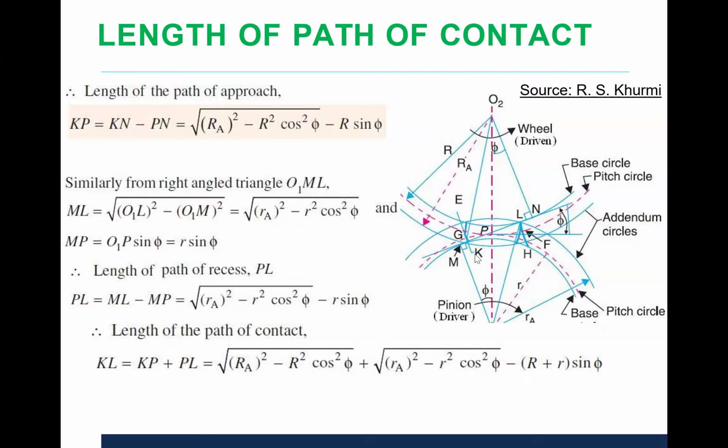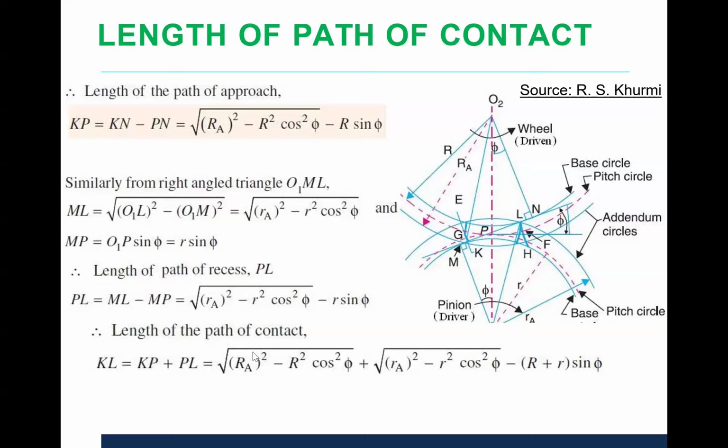So again, we can put the value of MP. MP is O1P sin phi, that is R sin phi. So we can write the PL distance. This PL distance is ML distance minus MP distance. What is ML? Already we have calculated ML in terms of addendum radius of pinion and pitch circle radius of pinion: under root of Ra square minus R square cos square phi, minus, outside the square bracket, R sin phi.